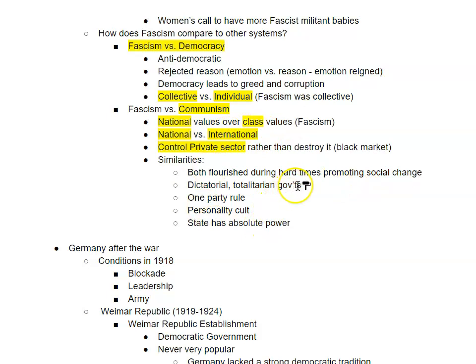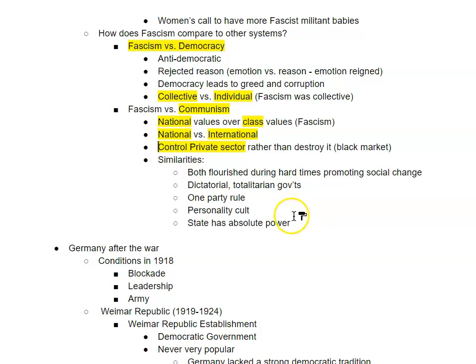Both systems are dictatorial, totalitarian governments, as we've already said, where the government controls all or nearly all aspects of life. Both are examples of one-party rule, where you abolish any other voices. Both relied on a personality cult of the leader, a near worship of Joseph Stalin. Next time, we'll talk about Adolf Hitler. And Mussolini never quite got there, but that cult of personality around your leader.